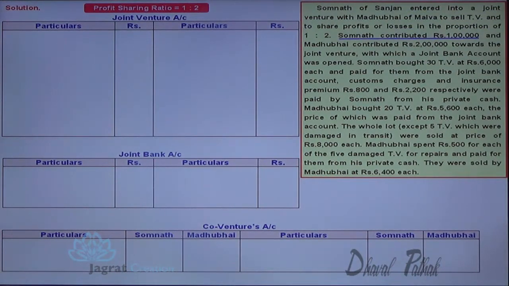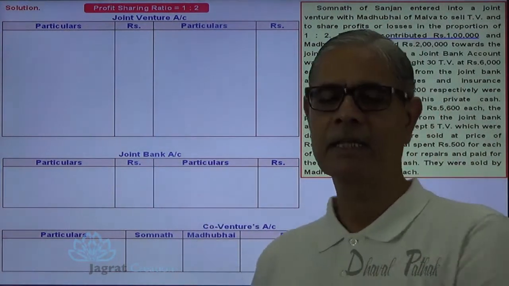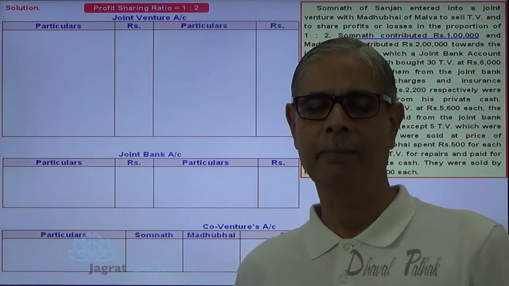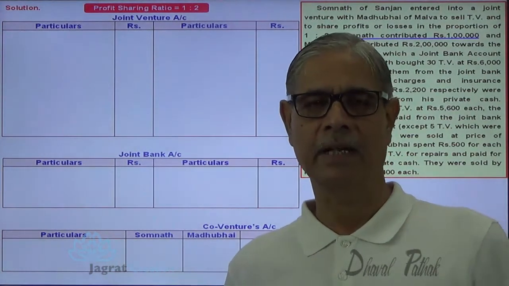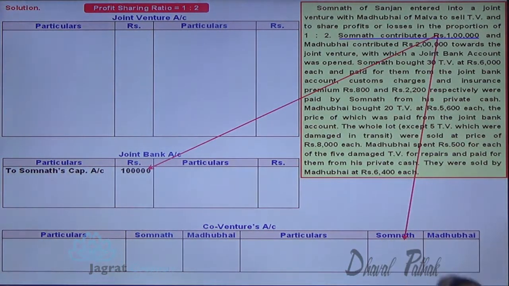1 lakh contributed by Somnath. Amount contributed is deposited in the joint bank account. So joint bank is the receiver, debit the receiver, joint bank account debit. Somnath is the giver, credit the giver, Somnath capital account credit. So joint bank account debit to Somnath capital account credit.